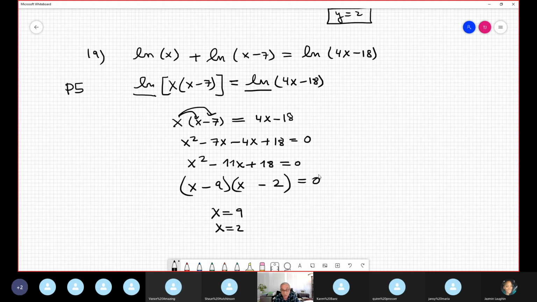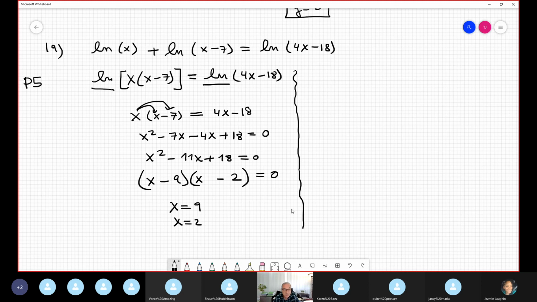And that's it. No, it is mandatory in this kind of equation that you check it, checking in the original equation to see whether everything is okay or not. Checking for 9: natural logarithm of 9 plus natural logarithm of 9 minus 7 should be equal to natural logarithm of 4 times 9, which is 36, minus 18, which is 18.